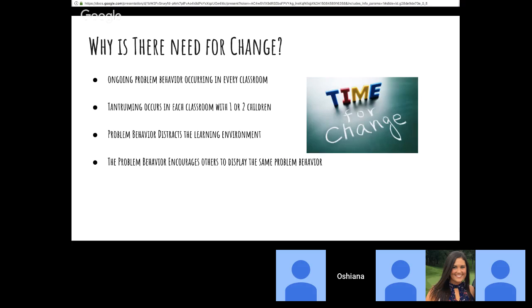Why is there a need for change? There is constant ongoing problem behavior in each classroom. The tantruming occurs between 1 to 2 children, and the problem behavior distracts the learning environment. The problem behavior also encourages others to display the same problem.